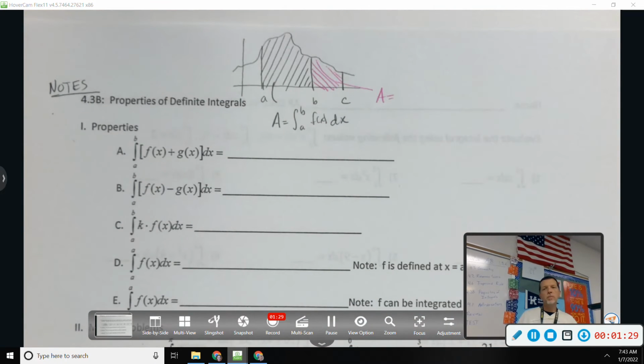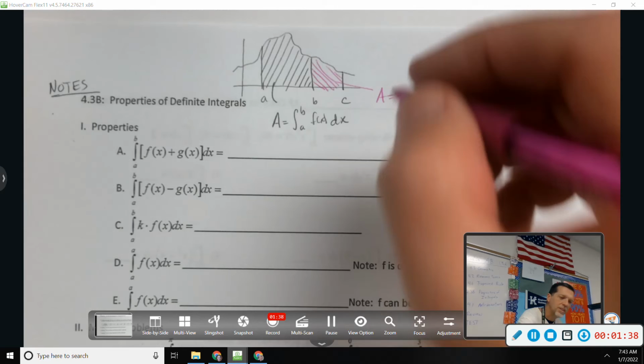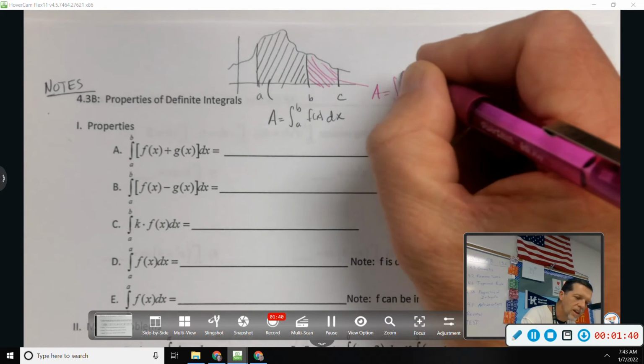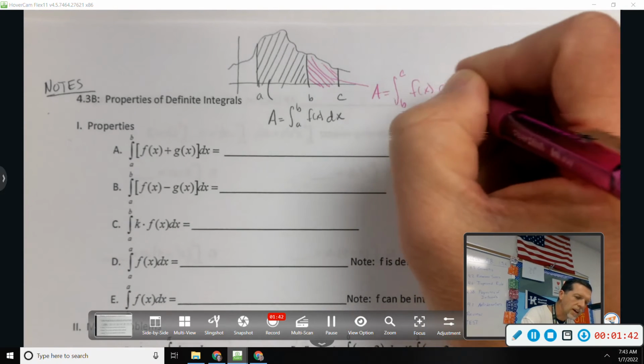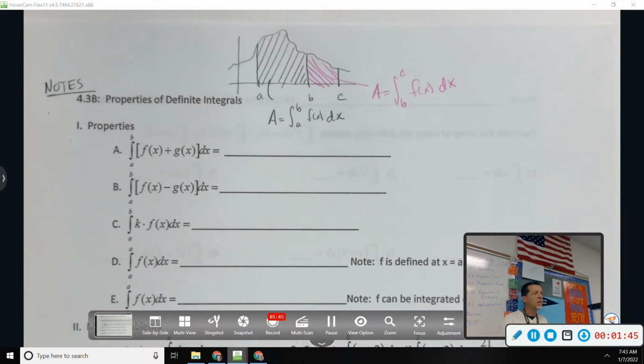What would my purple or red area be? How would I represent that with an integral? Integral from B to C of f of x dx. So that's old news, but it's an important reminder for what we're going to do today. And if you understand just those two pieces, most of the rest of this is going to make perfect sense. Famous last words.